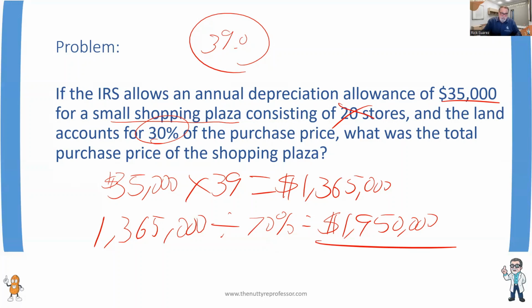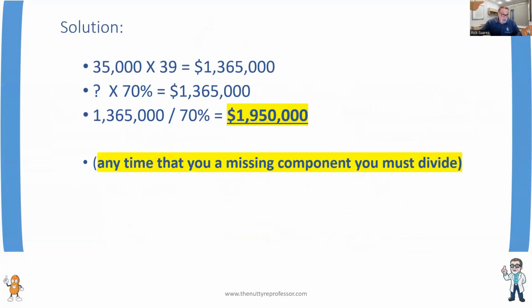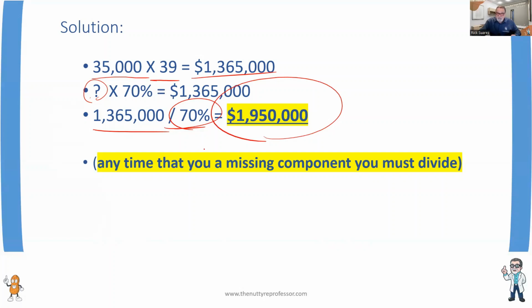Let's see it much cleaner than this. And there it is right there. Here's your 35,000, which is the yearly deduction. So we have to multiply that times 39, but we don't have the building, right? So if blank times 70% equals 1,365,000, then all we need to do is divide. Anytime you have a missing component, simply divide and you'll get the answer. So 1,365,000 divided by 70% gives you 1.950 million. And of course, anytime you have a missing component, the idea is to simply divide. I hope I simplified straight line depreciation for you.